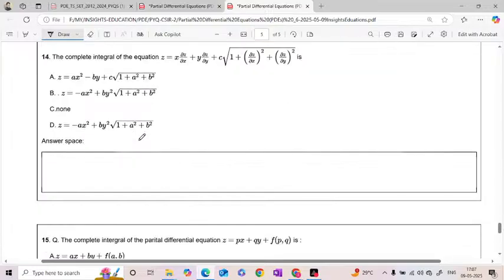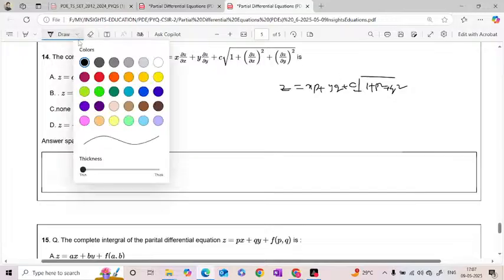Now the complete integral of the differential equation. It is related to the special case of Chapman's method. z is equal to xp plus y cube plus c into under root of 1 plus p square q square. What is the answer? None.